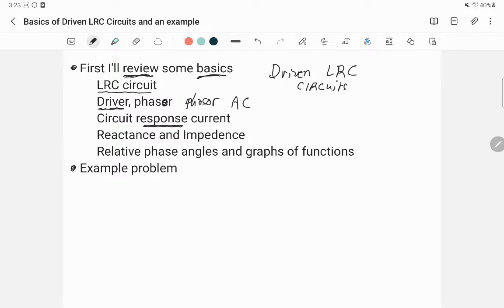The backbone of the response that physicists pay attention to is called the current. We're just going to pay attention to the current, because the current kind of tells us everything about the circuit.